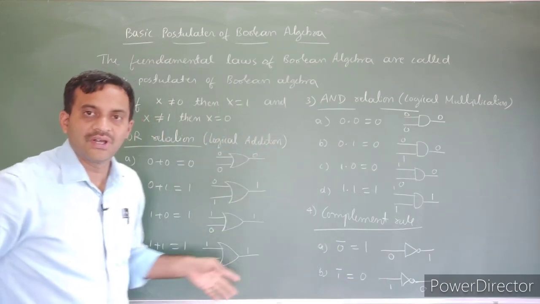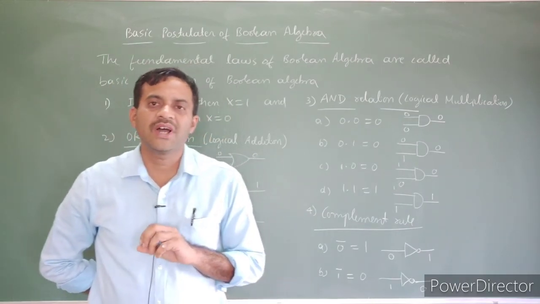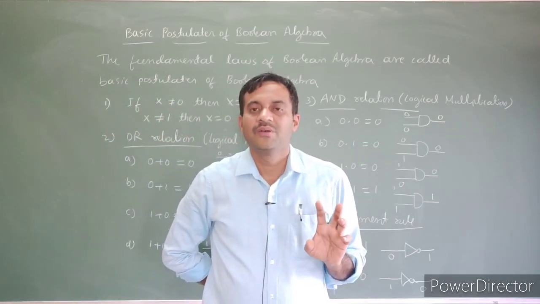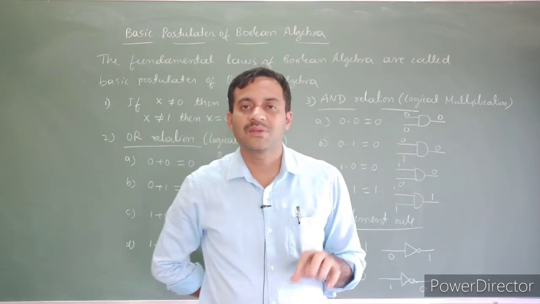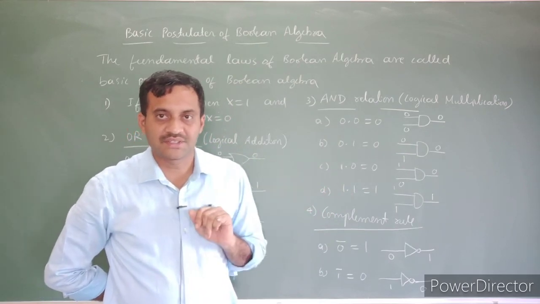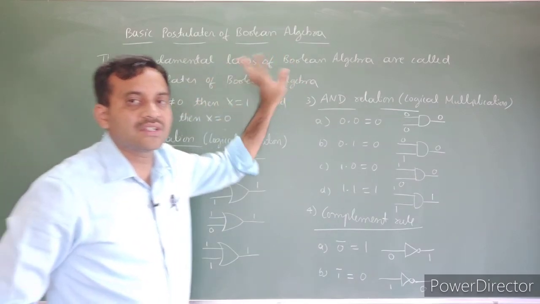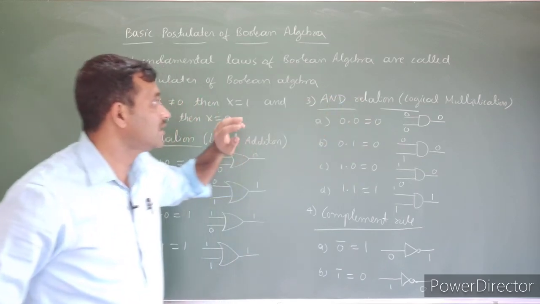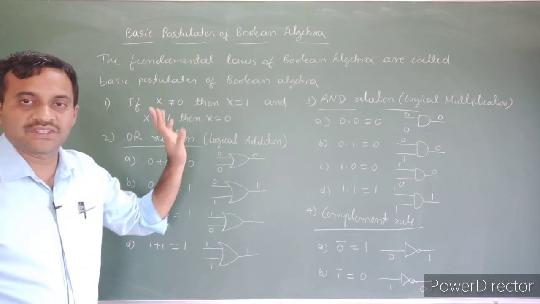So these are the 4 basic postulates. The basic postulates do not have any proof. The fundamental laws do not have any proof. But these postulates are used to derive other theorems. Boolean theorems are derived using postulates. What are postulates? The fundamental laws of Boolean algebra are called basic postulates. Then there are 4 basic postulates.